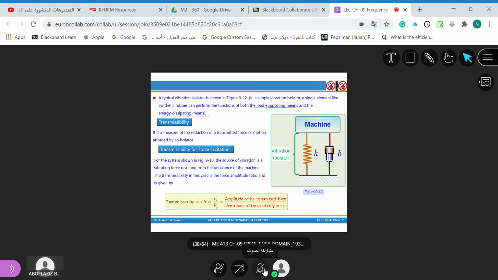So we call transmissibility a measure of the reduction of transmitted force or motion afforded by an isolator. Transmissibility: how much is transmitted, how much force is transmitted, or how much motion is transmitted. For the system shown in figure 9.10, the previous one I have showed you, the source of vibration is a vibrating force resulting from unbalance of the machine. The transmissibility in this case, the force transmitted ratio, is given by the amplitude of the transmitted force divided by the amplitude of the excitatory force. So Ft over F naught is given by this amount, the transmissibility ratio.